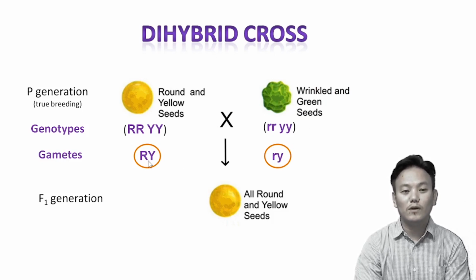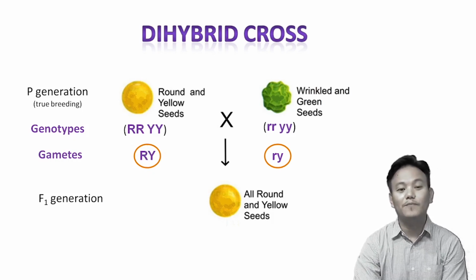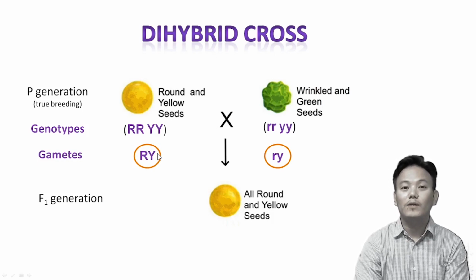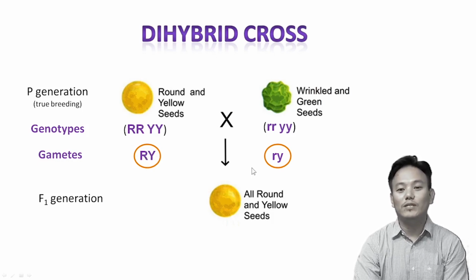Now, the important thing to notice over here is that the gamete will take one allele from each pair. Logically speaking, the gamete has to take one allele from each pair. From these two, it has taken one capital R. From these two, it has taken one capital Y. So we cannot have a gamete which will have two R's or two Y's, because it has to have one allele for each trait, right? And this is also having one allele for each trait.